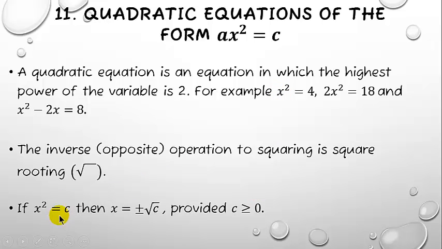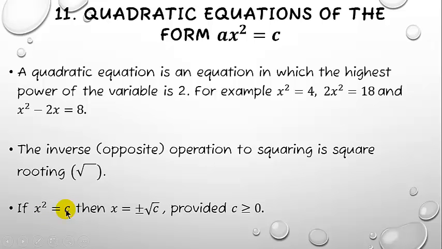If x squared equals c, then x equals plus or minus the square root of c, provided c is greater than or equal to 0. That looks like a bit of mumbo jumbo there, but let's say c is 16. So 16 is greater than or equal to 0, so we're going to go with 16. So x squared equals 16. What solutions can we have for that?